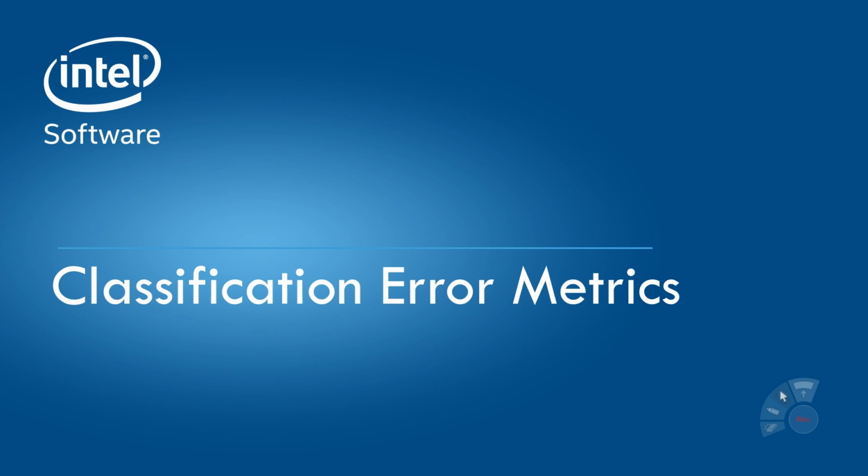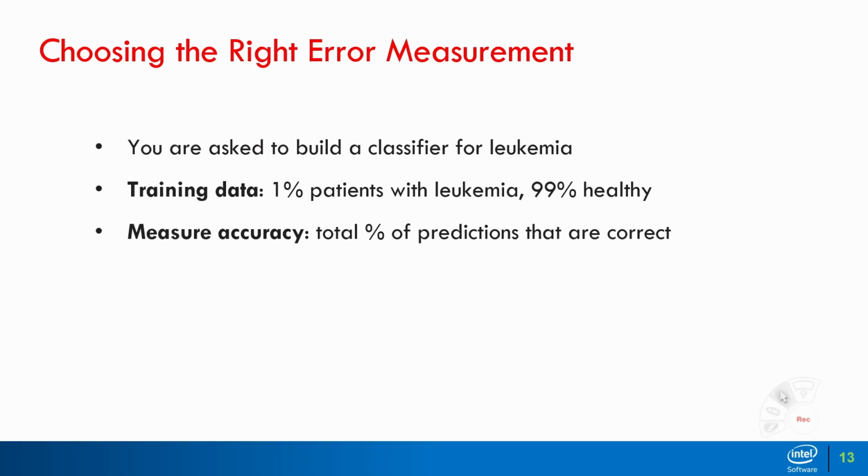Now let's move on to how to calculate classification and prediction errors. Here, choosing the right error measure depends on the problem. For example, a doctor wants to classify patients likely to get leukemia. In the training data, most patients are healthy, say 99%, and only 1% have leukemia. A higher accuracy is essential.